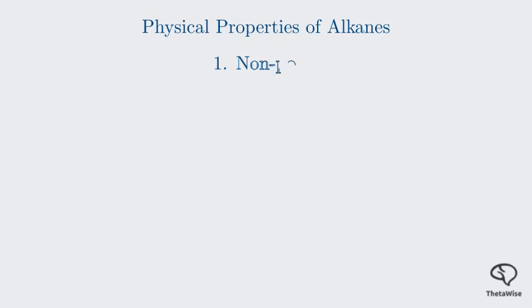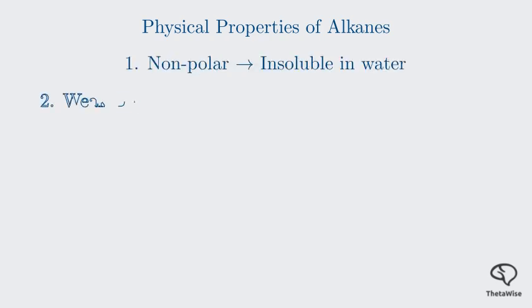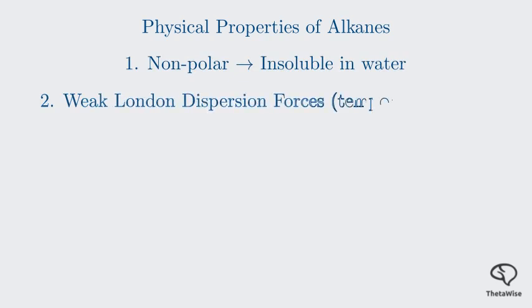Now let's talk about their physical properties. Alkanes are non-polar molecules because the C-C and C-H bonds have very similar electronegativity, meaning the electron clouds are evenly distributed. Being non-polar, they cannot form strong intermolecular forces like hydrogen bonds. They only have temporary dipoles which result in weak London dispersion forces. These forces are easily broken, leading to low melting and boiling points.